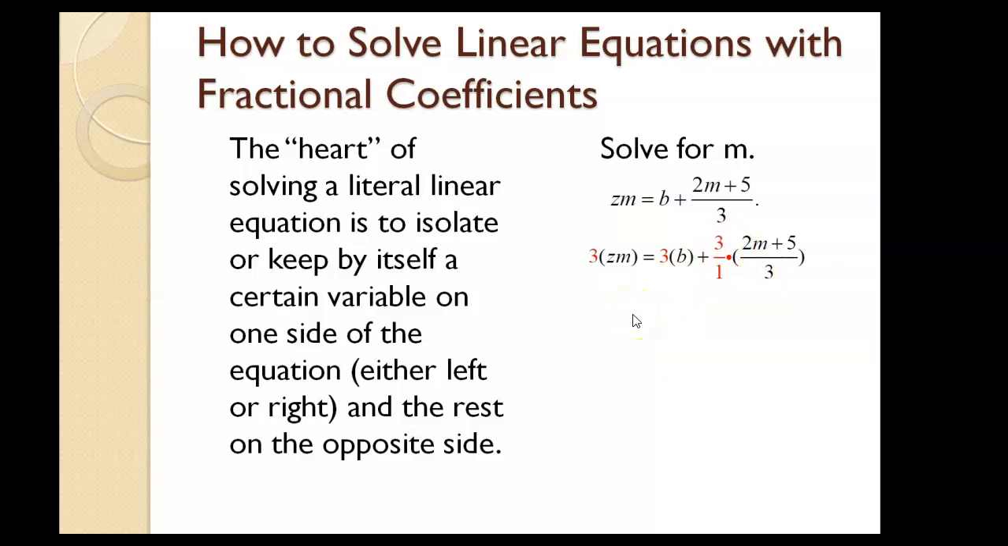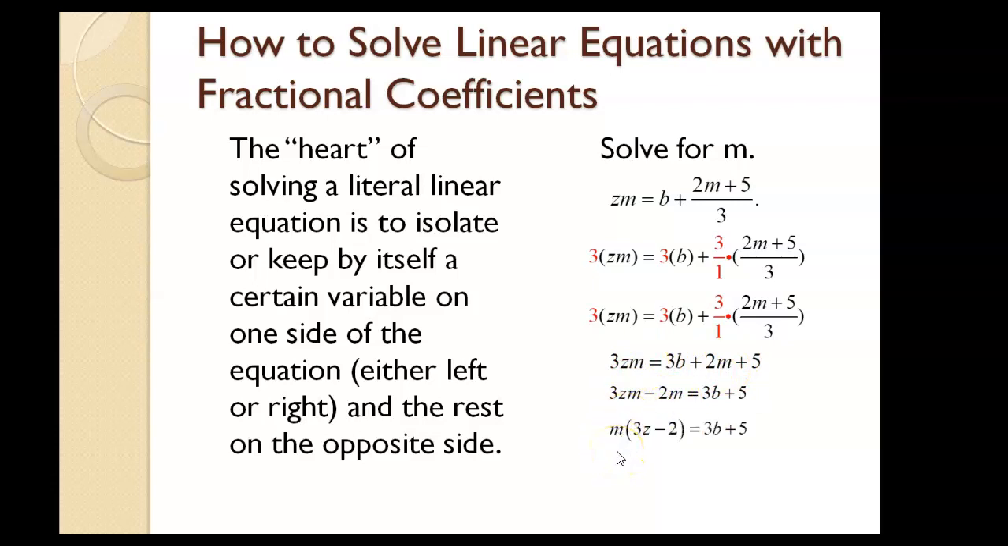So I end up with 3zm equals 3b plus, 3 will cancel in here, and then 2m plus 5. Now, I would want to combine everything with m on the left side and leave everything without m on the right side. So I subtract 2m from the other side. Once I do that, I can use the distributive property to factor out m. And now all I have to do is divide both sides by 3z minus 2, and here it is, my equation.